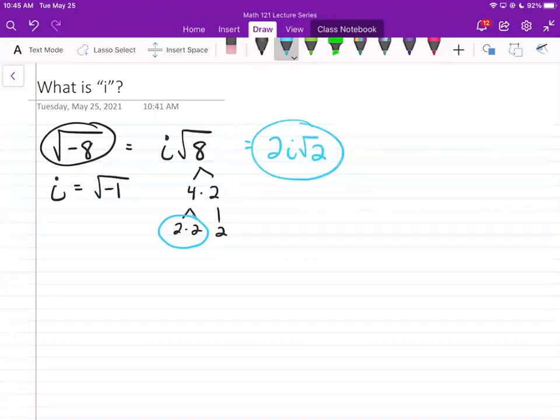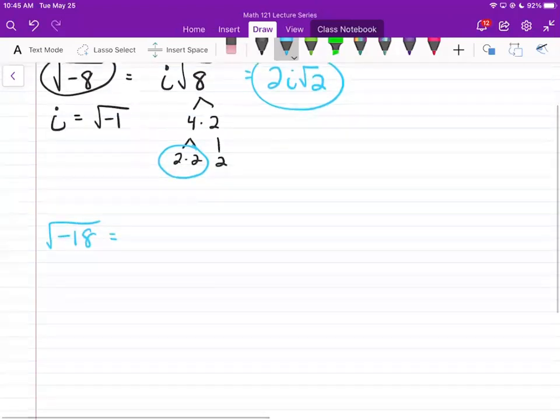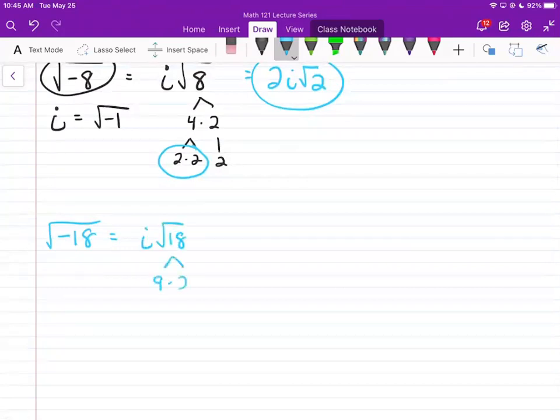Another example of how you might use the square root of a negative number is if you had perhaps the square root of -18. Immediately upon seeing that negative under the radical, take out an i, and then again we factor the 18 into 9 times 2. We have 3 times 3 times 2. We have a group of 2, which gives us 3i square root of 2.